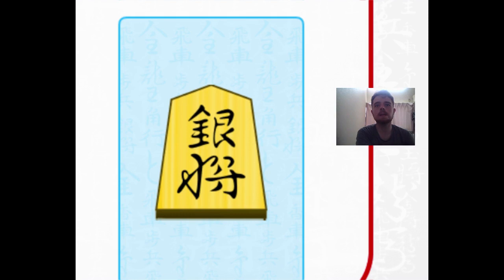Okay, so this one's a little bit trickier to explain because you do not see this in Western chess. This is the Silver General, Ginsho. They can move one square forward or one square diagonally. They cannot move sideways and they cannot move straight back. Okay, cool. Let's look at the next piece.